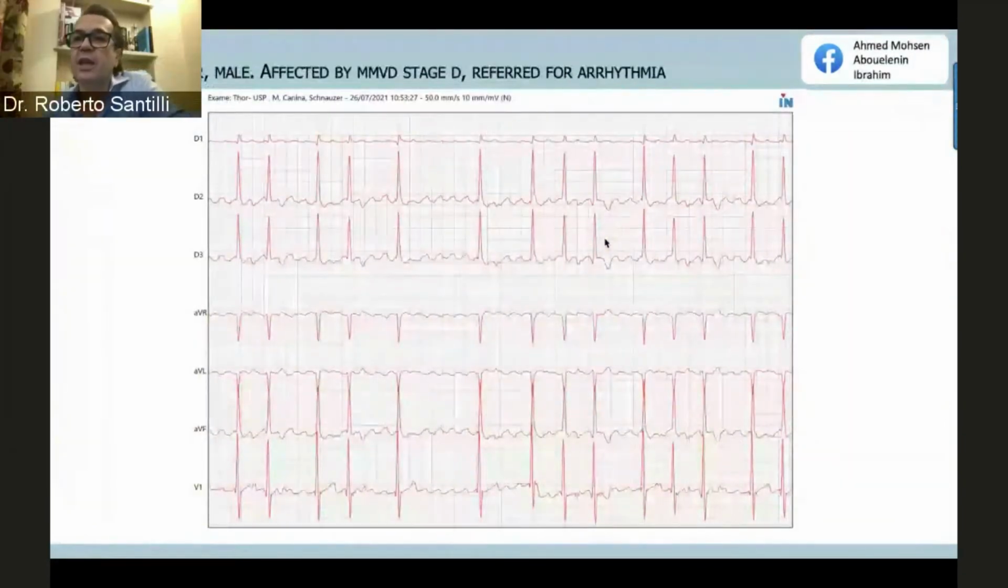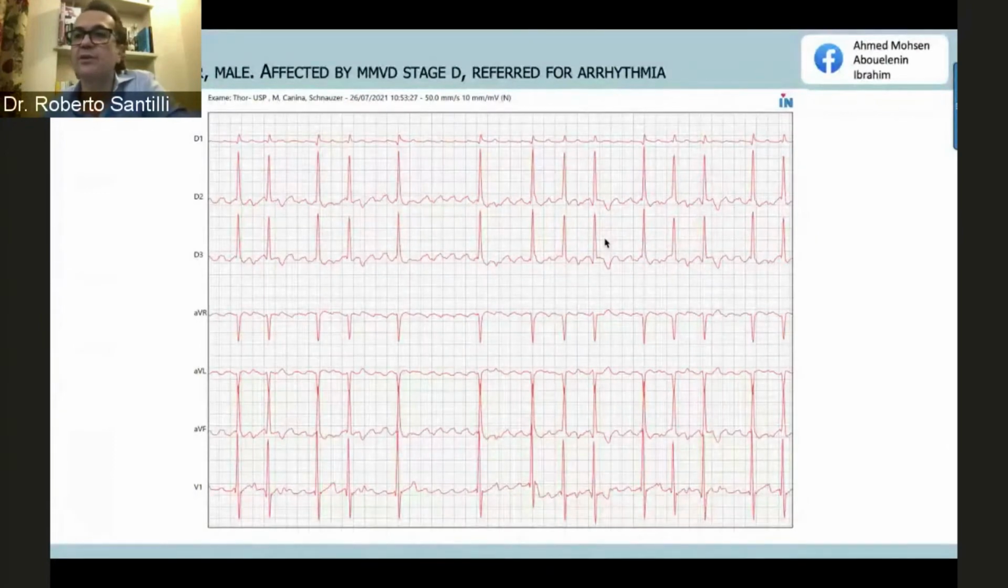Okay, this is another case from another colleague, Ibrahim, whose name is too difficult to pronounce. This is a Schnauzer male with an arrhythmia. It was referred for arrhythmias and a stage D mitral valve disease, so an advanced mitral valve disease.